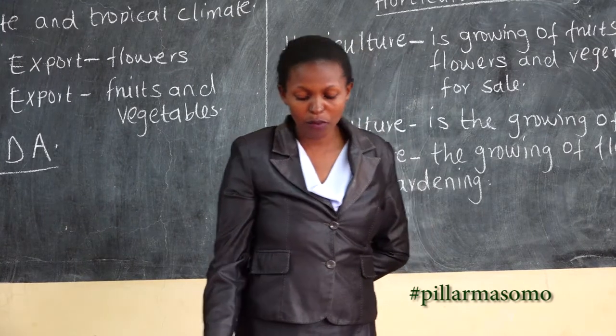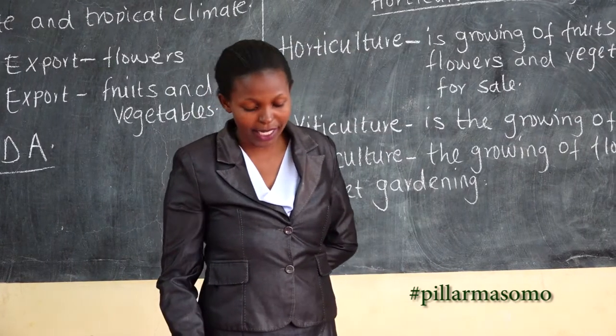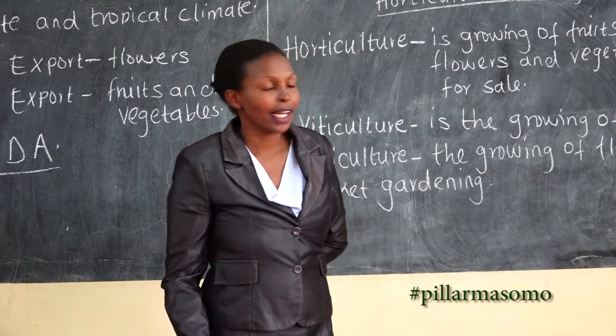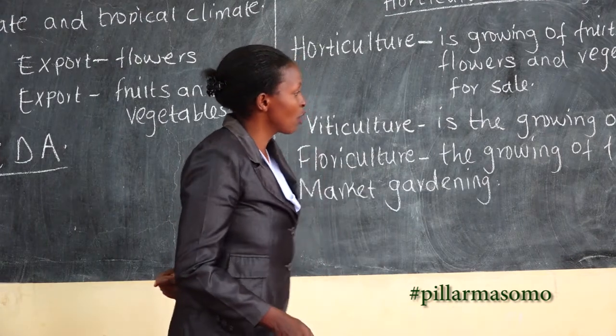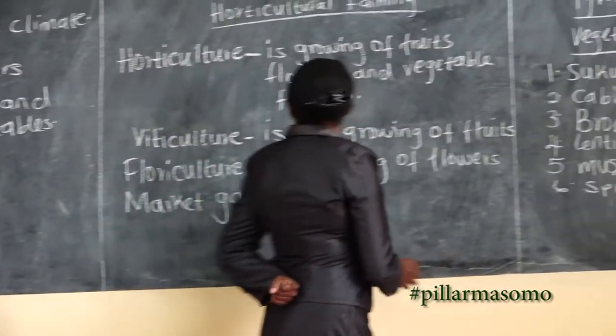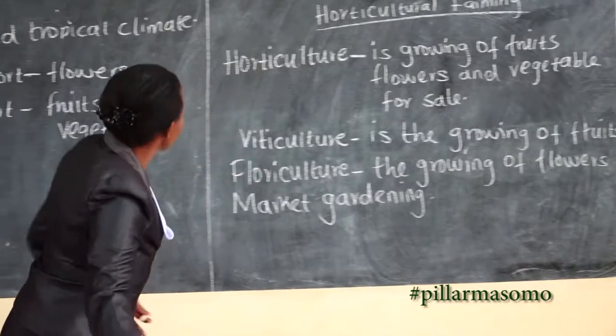So most of the fruits are sold fresh in the market, while some are canned. So we go now to the fruits, the types of fruits.